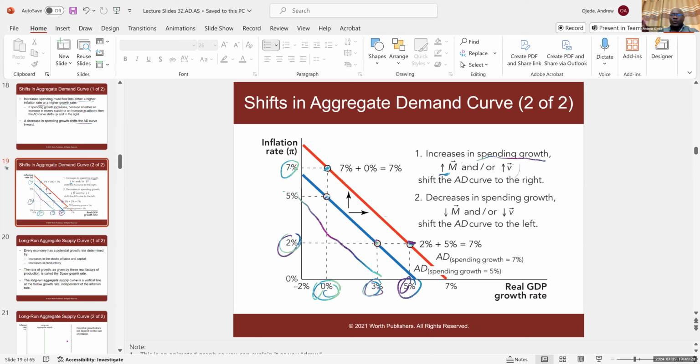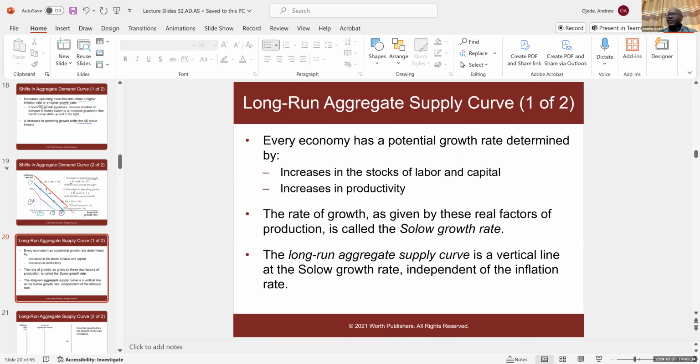Okay, so we'll discuss those later, when we disentangle those components of spending growth, which could come from consumers, businesses, government and the foreign sector. But before I talk about that, let's jump and talk about the long run aggregate supply.